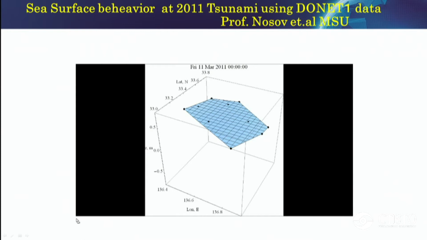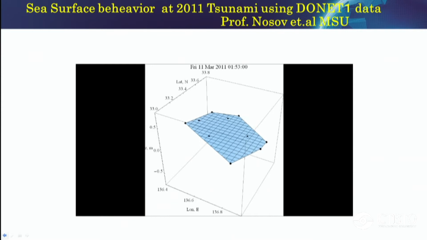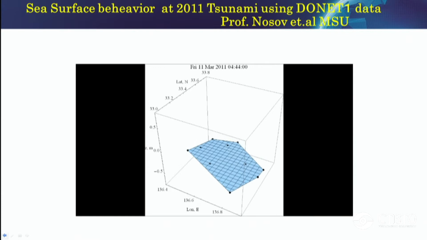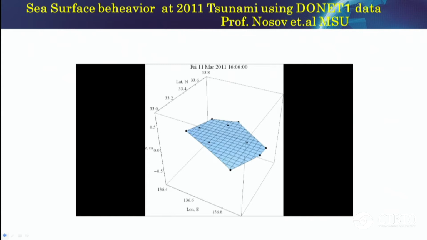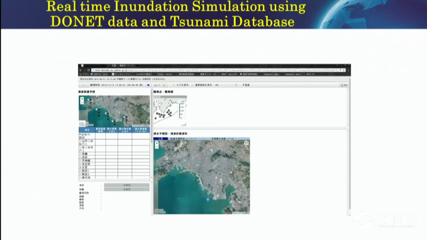Okay. After the Tohoku earthquake, already 10 DoNet observatories are deployed around here. This is an animation using the DoNet pressure gauge record. How did the seafloor behave at the Tohoku earthquake? It means the tsunami behavior. Okay, next slide.